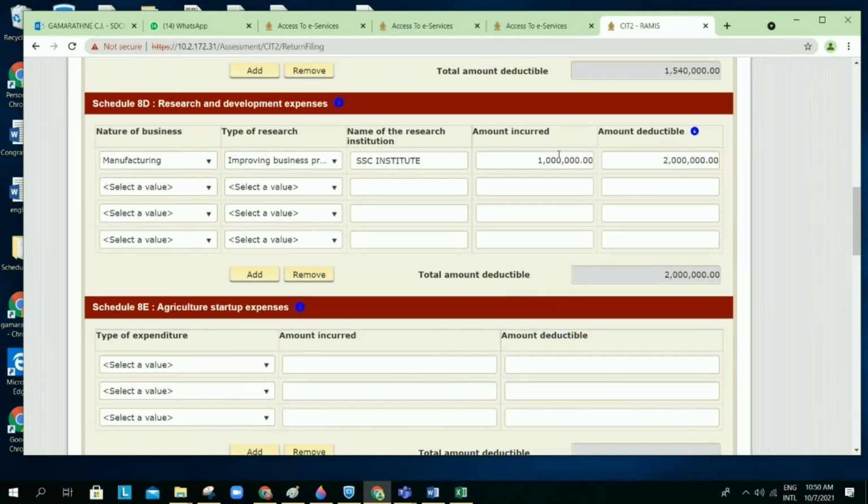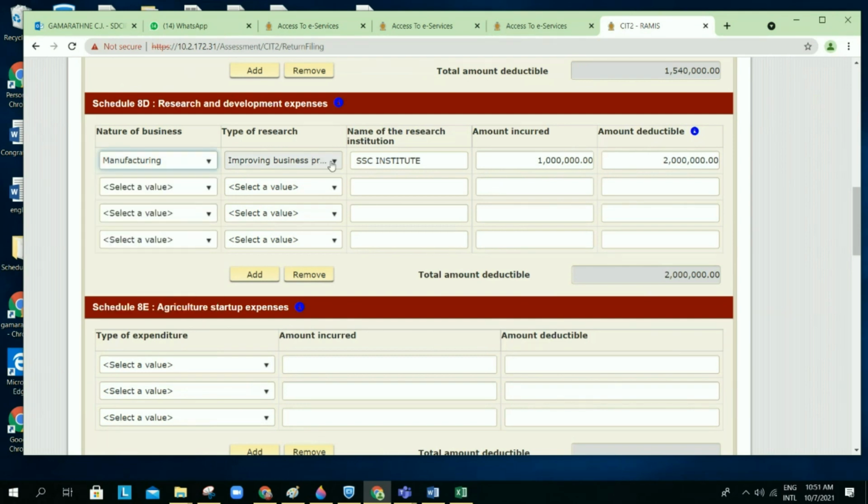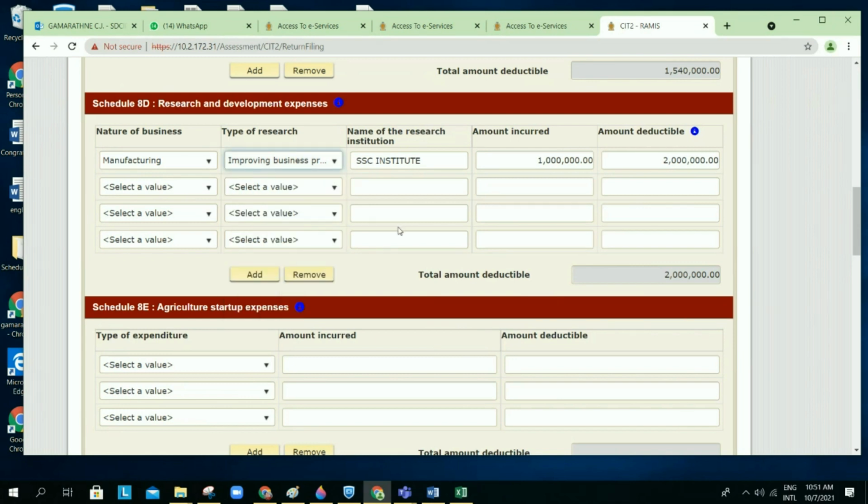As an example, they had some research activities. They select the nature of the business. There's a drop down list. Then you can select the type of research, and you can enter the name of the research institutions, and you can enter the amount incurred.